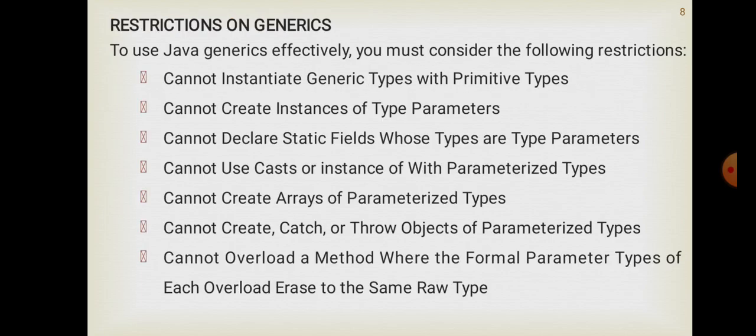So what are the restrictions on generics? A generic type cannot be instantiated with primitive types, and we cannot create instances of type parameters. We cannot declare static fields whose types are type parameters. We cannot use cast or instanceof with parameterized types, and we cannot create arrays of parameterized types. We cannot create, catch or throw objects of parameterized type, and we cannot overload a method where the formal parameter types of each overload erase to the same raw type. So these are several restrictions of generics.